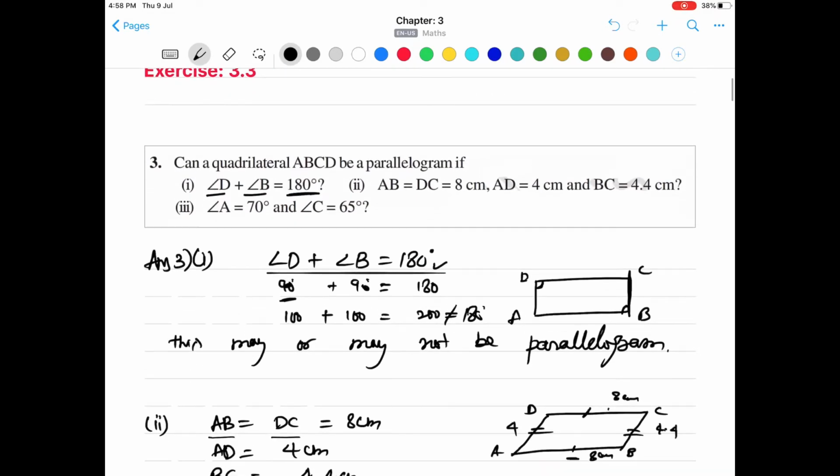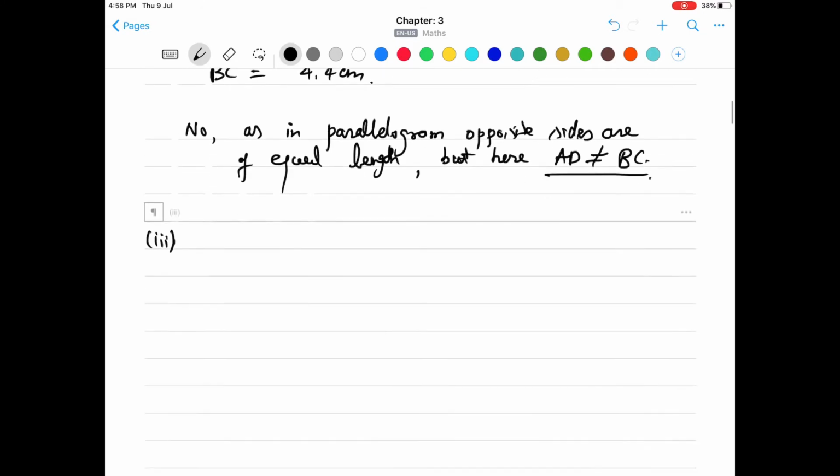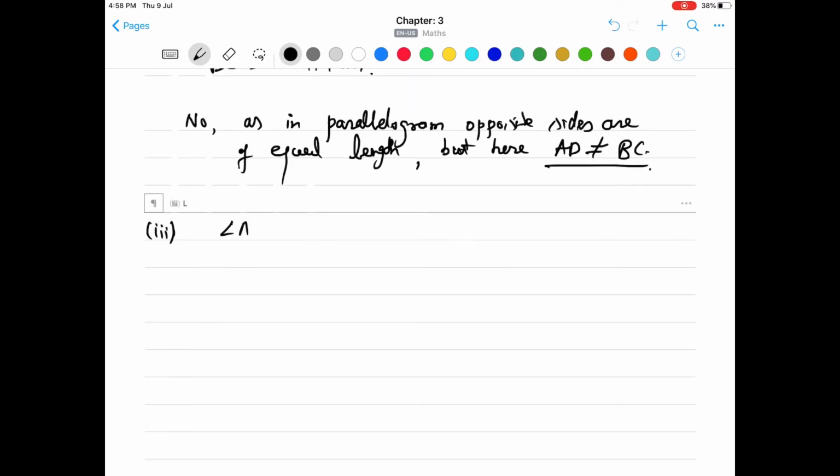Now moving to the third part. We are given this condition now. Angle A is 70 degrees and angle C is 65 degrees. And you are asked if these can be the angles of a parallelogram.